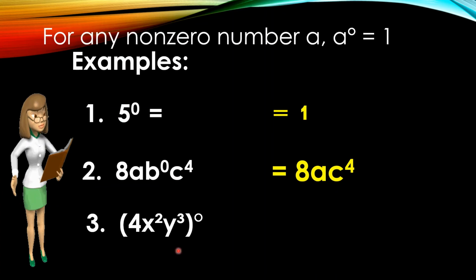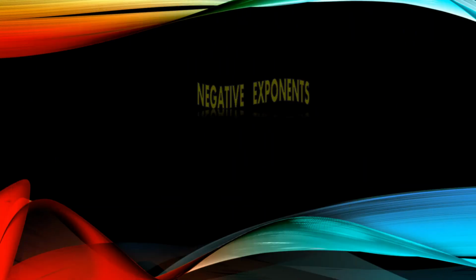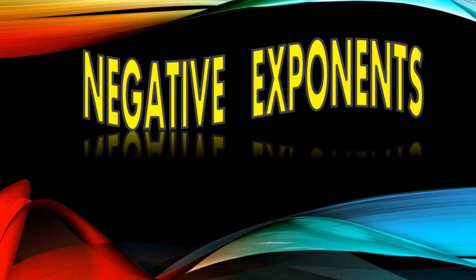And the third one, 4x squared y cubed, quantity raised to 0. So any number or any quantity raised to 0 is equal to 1. Okay, that's our zero exponent.